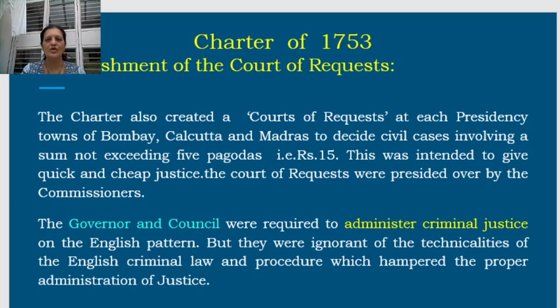The governor and council were required to administer criminal justice on the English pattern, but they were ignorant of the technicalities of the English criminal law and also procedure, and this hampered the proper administration of justice.